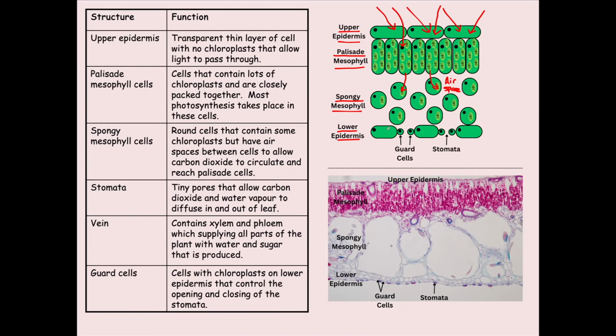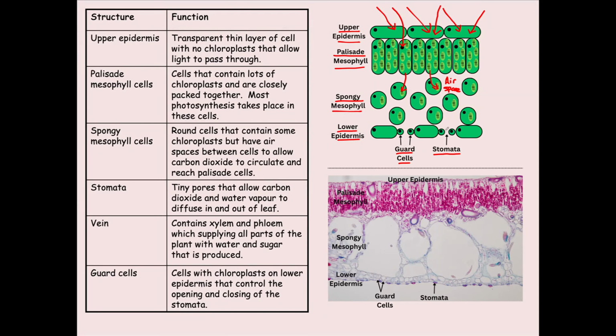Now, the lower epidermis has got these special cells here. They're called guard cells. Now, what the guard cells do is they open and close. Those cells are able to open and close. They basically fill up with water, and the filling up with water makes them turgid, and they basically close over that gap. And that gap between those two cells is called the stomata.